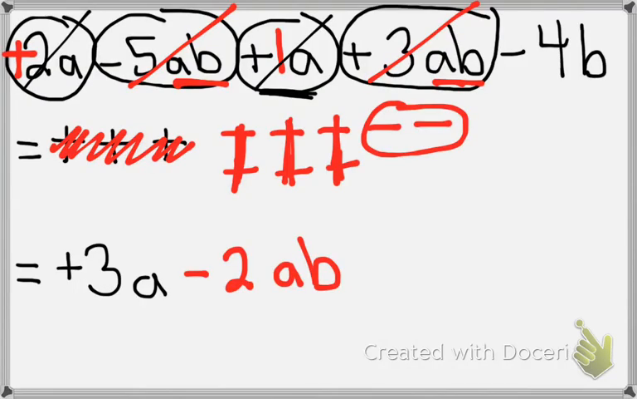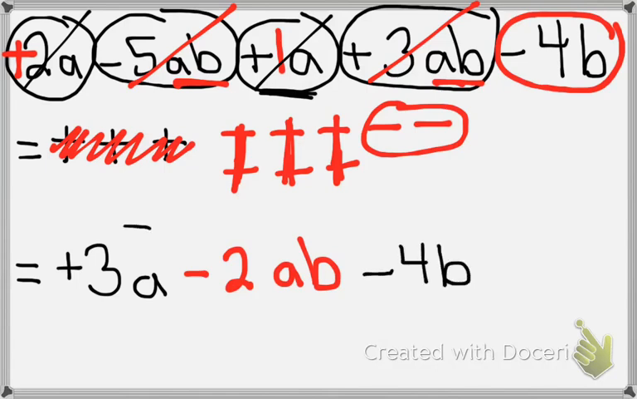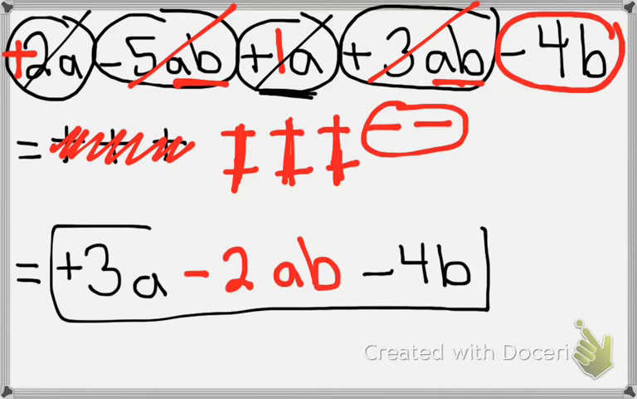Now we've got one term left here. There's no other terms to collect with that term, so you just write it down, negative 4b. You can do this all in one color. So we simplified this expression by collecting all of the like terms. Now practice your homework.